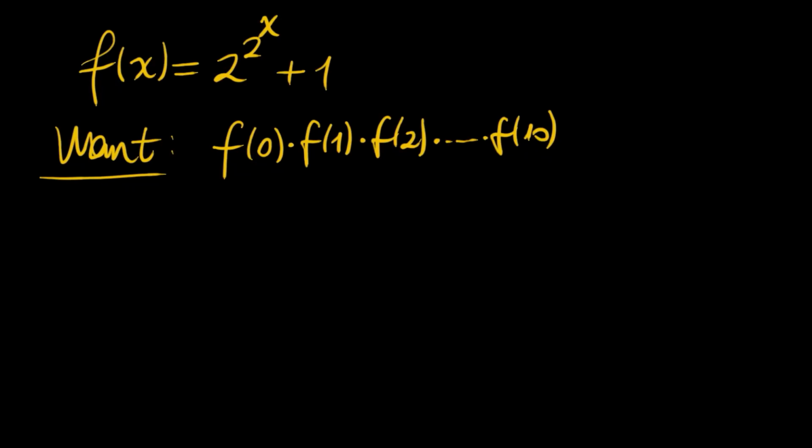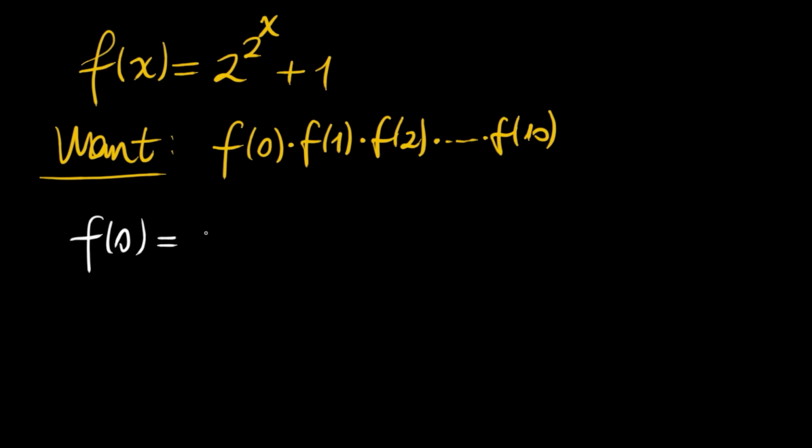We are given f of x is equal to 2 to the power of 2 to the power of x plus 1, and we want to find f of 0 times f of 1 times f of 2, and so on, times f of 10. Now my friends, to see, let me evaluate the first 2 or 3 terms.